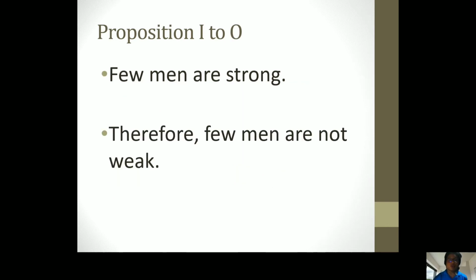Next, proposition I, which is particular affirmative, to O, which means particular negative. Few men are strong. Okay, positive. Make it into negative. Few men are not weak. So you're just going to make it negative. Copula will be negative. Your subject term will remain, but your predicate will become its contrary. The contrary of the word strong is weak.